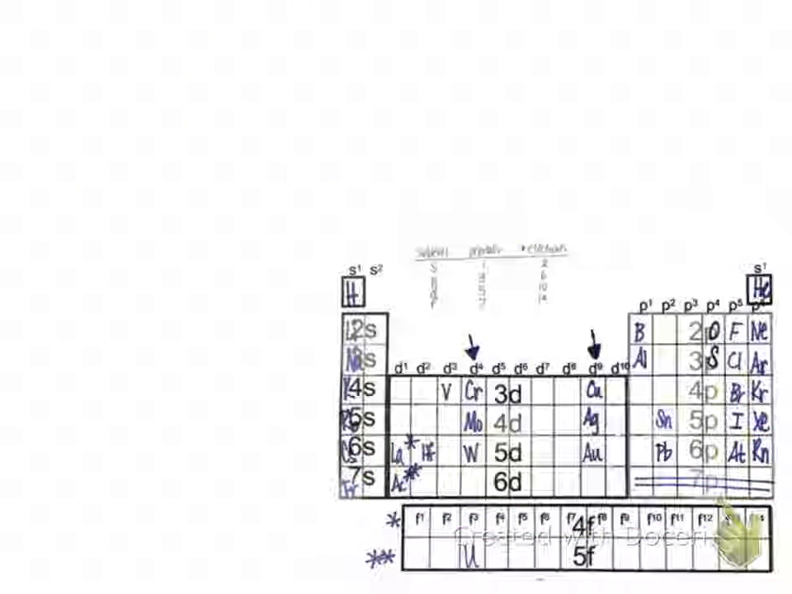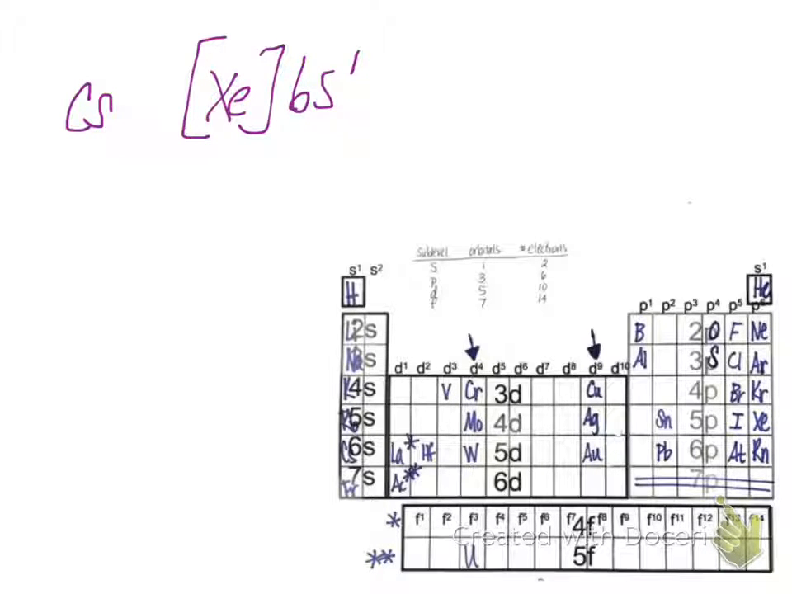So we just said we would do cesium. So we would say cesium, we would just use xenon, and then we would say 6s1. A lot easier, right? A lot easier than saying 1s2, 2s2, 2p6, blah, blah, blah, all the way till you get to 6s1. So that's how you would do that.